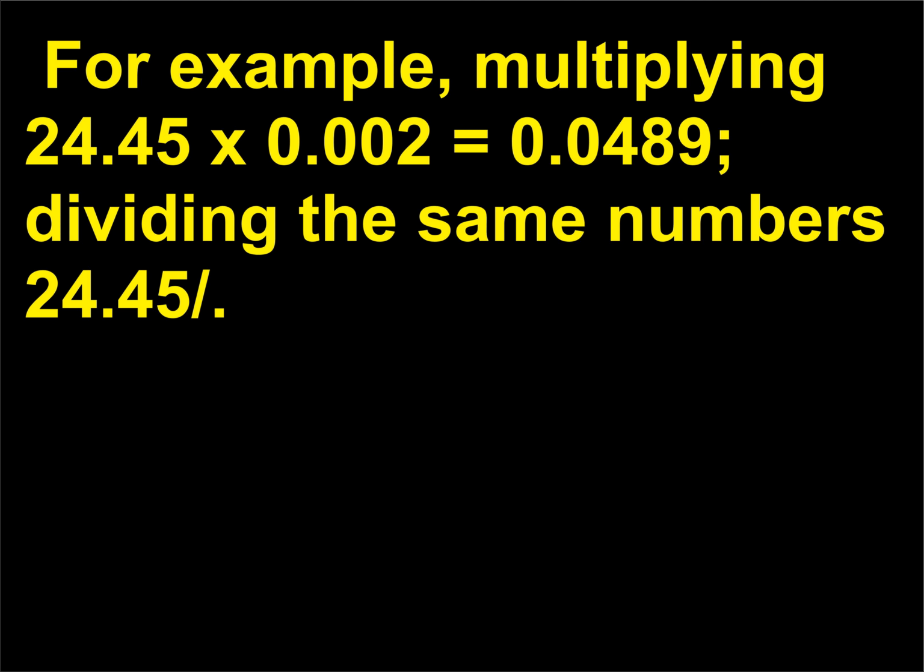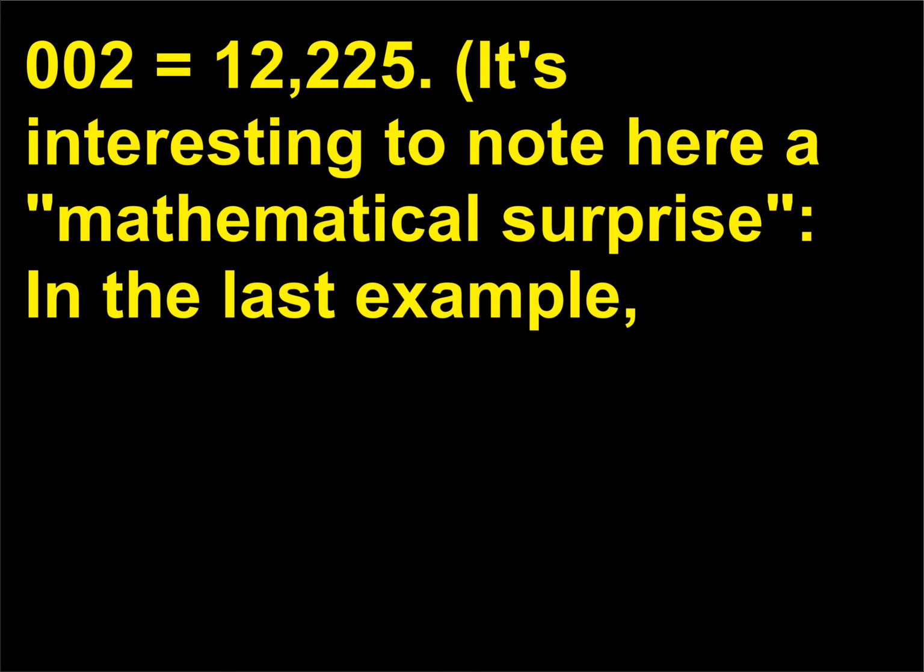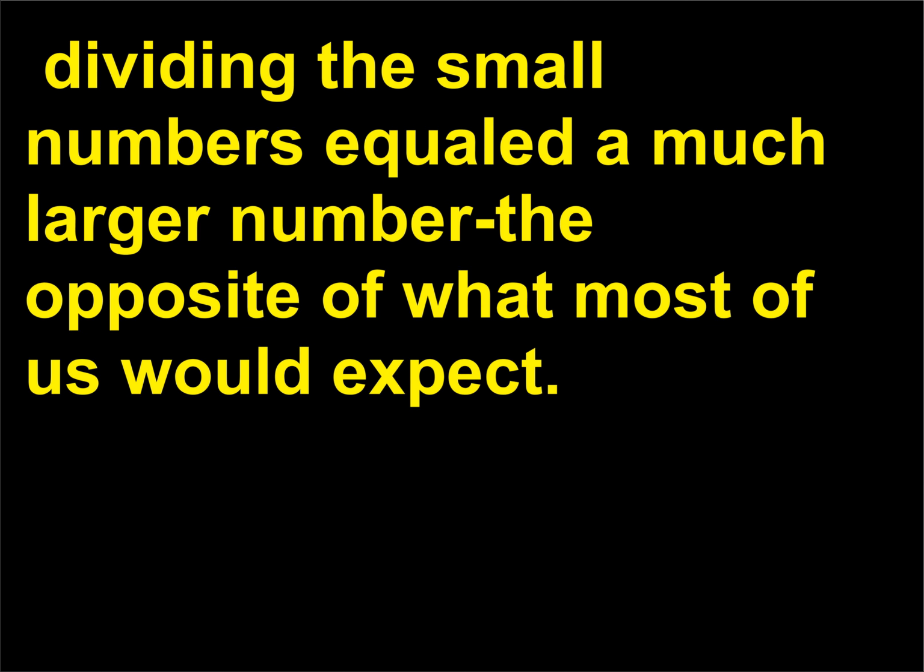dividing the same numbers, 24.45 divided by 0.002, equals 12,225. It's interesting to note here a mathematical surprise. In the last example, dividing the small numbers equaled a much larger number, the opposite of what most of us would expect.